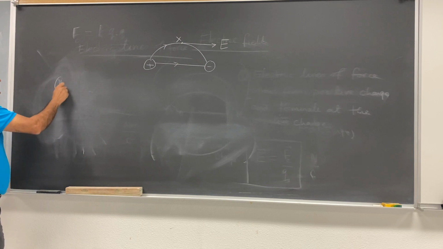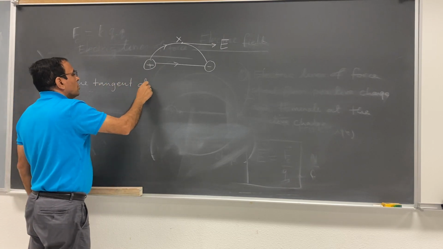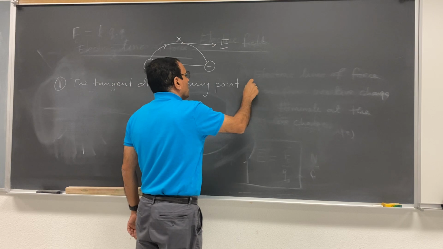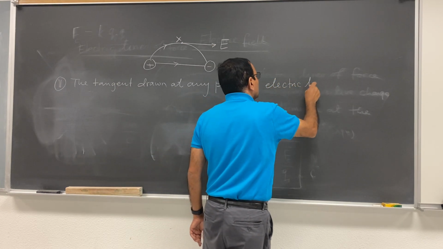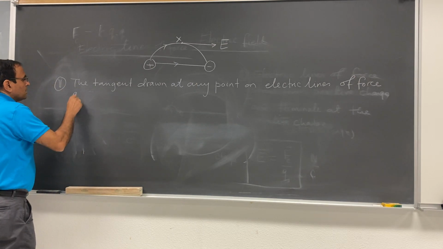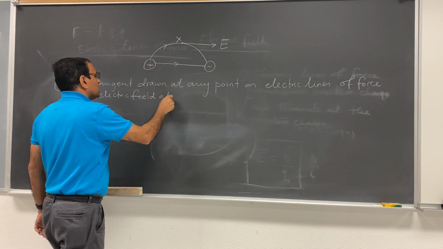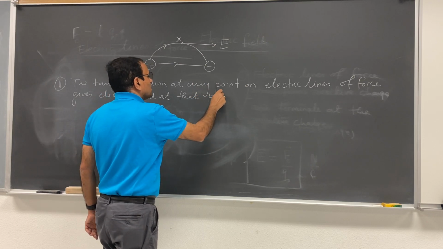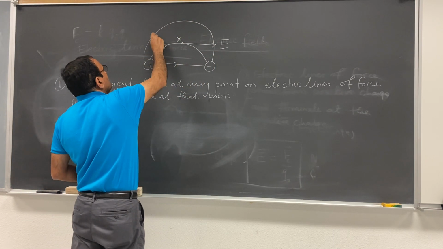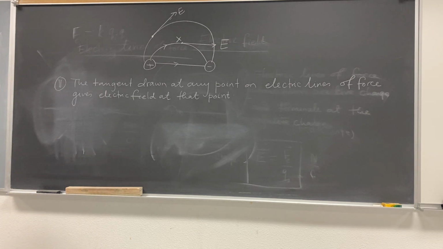So the second property is: the tangent drawn at any point on electric lines of force gives the electric field at that point. Second property. So if you draw another line, for example, and if you draw the tangent here like this, this tangent gives you the electric field at this point. So this is the second property.